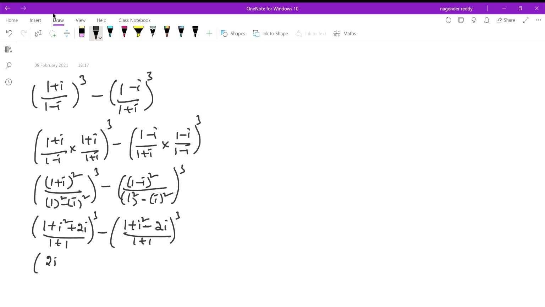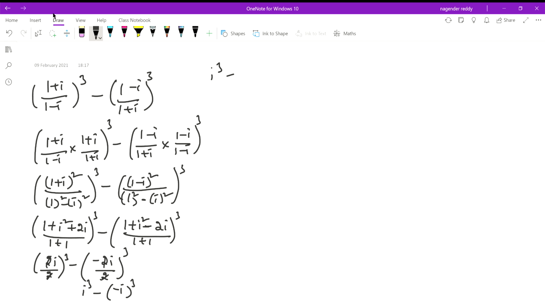Then I'll go with 2i by 2. Sorry, 1 plus 1 is 2, whole cube, minus 0. I don't want this. So 2i by 2 whole cube. The 2 gets cancelled and the 2 gets cancelled. Here I'll have i cubed minus of minus i whole power 3.